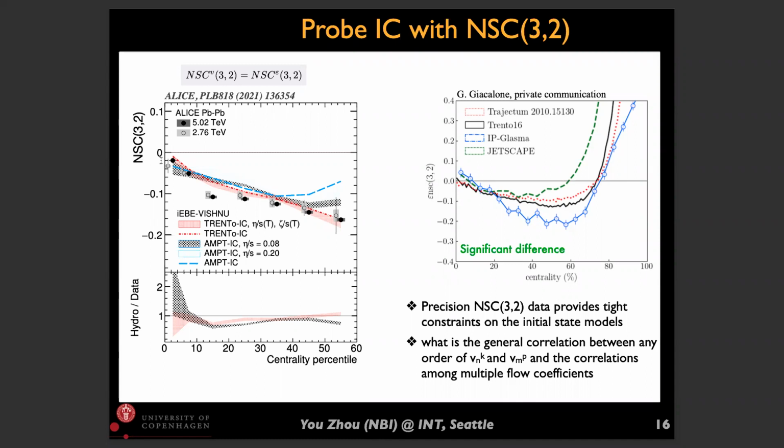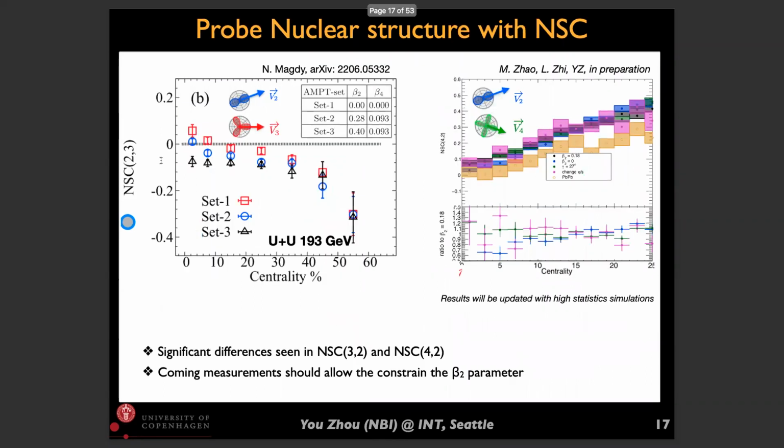So this is one of the simplest measurements that we can do for correlation between flow coefficients. It's actually the V2 squared, V3 squared correlation based on symmetric cumulants. But then you will ask, what is the general correlation between any order of flow coefficient to whatever orders? That needs a very complicated multi-particle correlation. But before we move to the more complicated calculation, I want to show you how we can use normalized symmetric cumulants to probe nuclear structure.